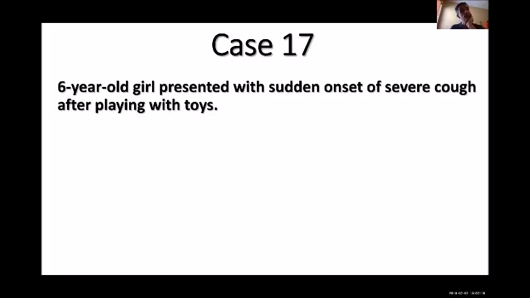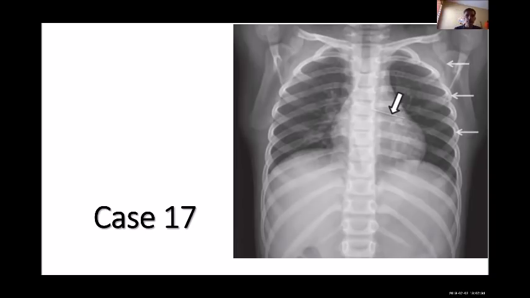Number 17, a 6-year-old girl presented with sudden onset of severe cough after playing with toys. What's your differential diagnosis? Foreign body. Foreign body, I agree with you. What do you see? There is a sharp needle-like structure. Correct. On the left side, there's a sharp, straight, small-sized object.